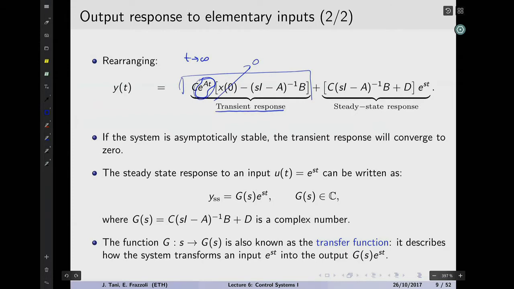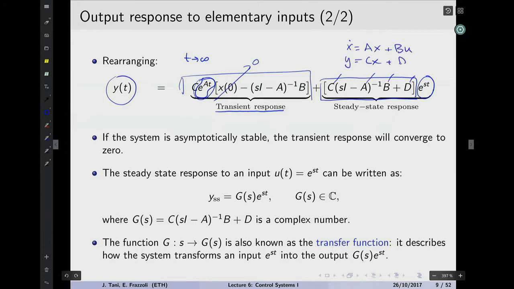What we're left with is what is called the steady state response. It's a steady state because the transient response died out. It's what keeps on going if you keep the input going. And so the relationship between this special input and the output is given by this function here. This function here, remember that C, A, B, D come from x dot equals Ax plus Bu, and y equals Cx plus Du.